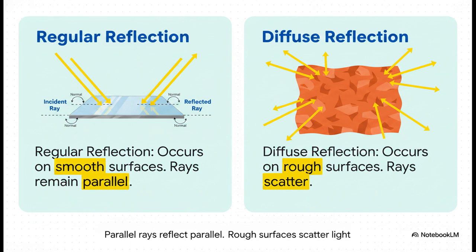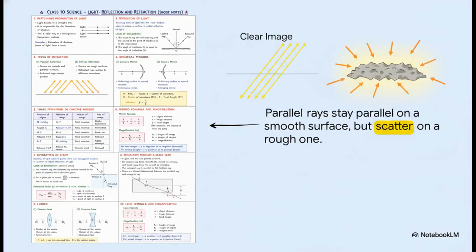On the other side, we have diffuse reflection. This is what happens on rough surfaces, like paper. The light rays hit it and scatter in a million different directions. And you can see it right here in action. With a smooth surface, organized light comes in and organized light goes out. That's what creates a clear image.